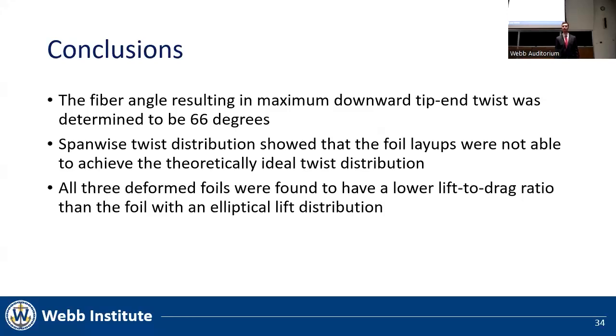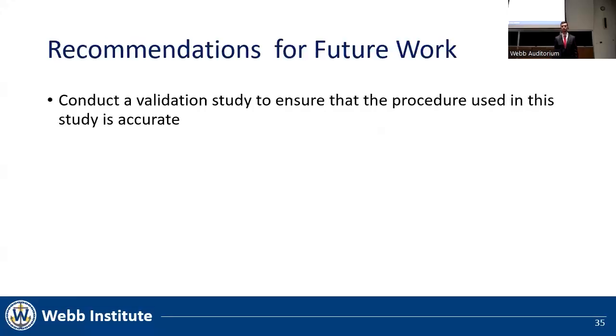It is difficult to gauge the performance effects of this twist considering the total lift decreases in parallel. All three deformed foils with equal span and aspect ratio were found to have lower lift to drag ratio than the foil with the elliptical lift distribution.